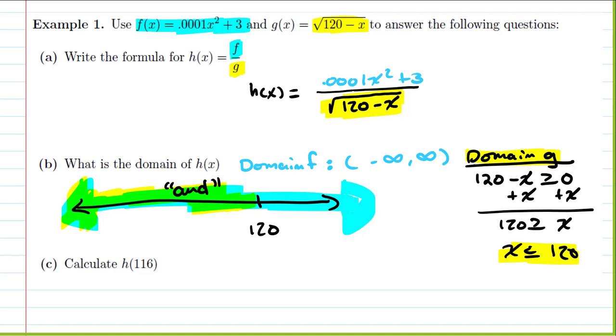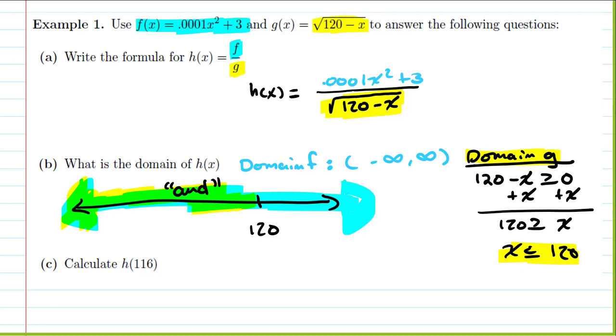Well, where those two domains overlap, that's where both functions make sense. That's called the and, or the intersection, and it is going to be the domain of h, because h was made of f and g. So the inputs have to work in both f and g. So where those two domains overlap, the green, the and, is going to be the domain of h.